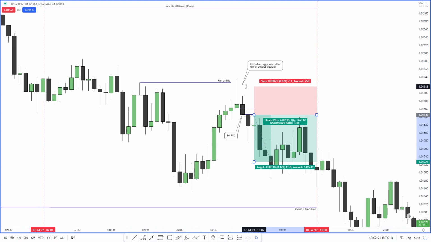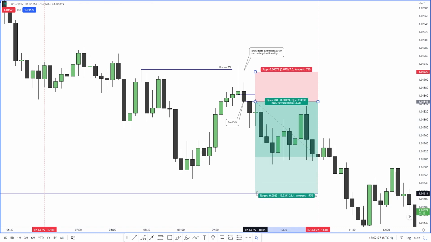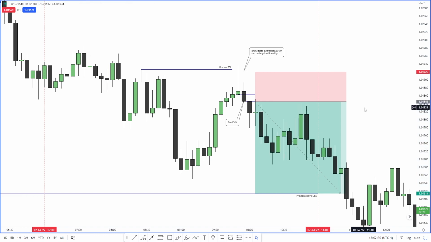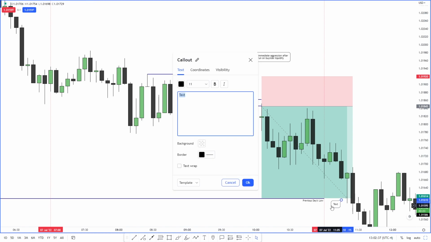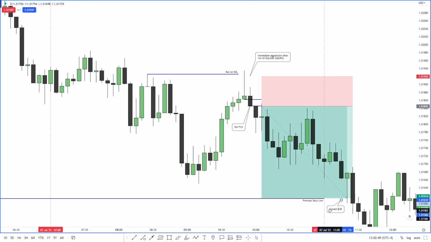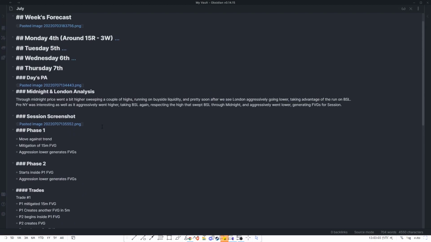So my stop loss 75, I think it was. I do remember that number for some reason. And we have a 1 to 3, which is a 3%. That's fine. And that is trade number 2 with run on buy side liquidity. Immediate aggression generates 5-minute FVG, and execution on the 5-minute FVG. Okay, so that's pretty much it. Now I'm going to do the conclusion, but I'll do that on my own.